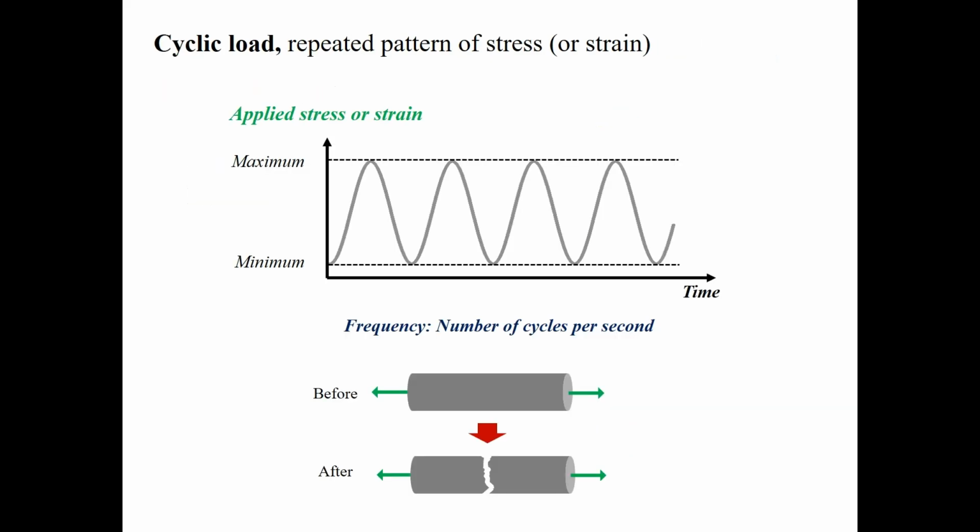Cyclic loading is a repeated pattern of stress or strain, applied to a specimen or a structure. The difference between the maximum and minimum applied stresses defines the stress range. The stress amplitude is defined as half of the range. The mean stress is the average of the maximum and minimum stresses. The cycles of loading are usually modeled as sinusoids, but they could be composed of lines and other patterns as well. The frequency of a load is the number of cycles during 1 second.